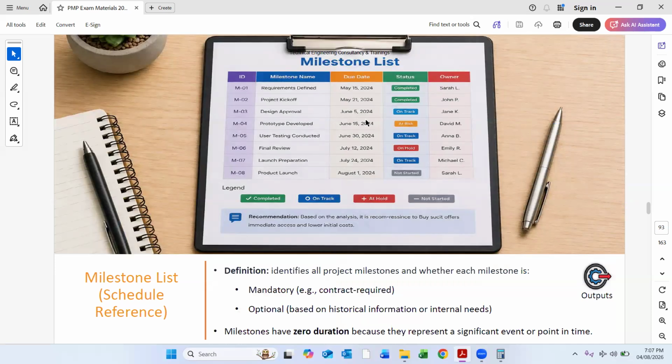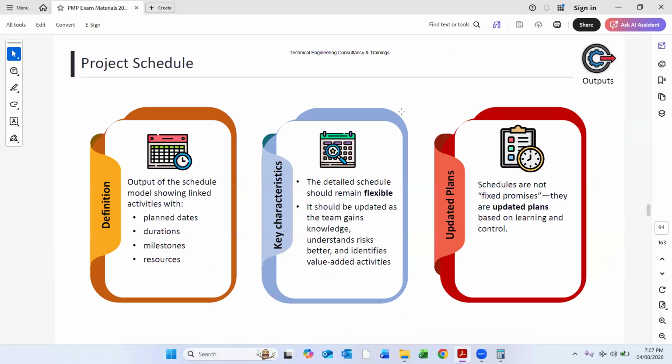So there is a milestone list also, where we have mandatory milestones and optional milestones. Mandatory ones are a contractual requirement, but optional ones are those which we use just for tracking purposes. Milestones in a program have zero durations, and they just represent a start date or a finish date. If we have a start milestone, it will represent the start date, and if we have a finish milestone, it will represent the finish date.